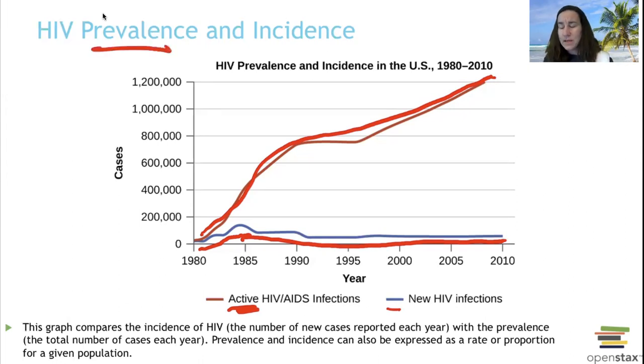So prevalence is the accumulation of everybody that has this disease. Do they still have it? If they still have it, they are in prevalence. Incidence is how many new cases keep happening. So know the difference between prevalence and incidence.